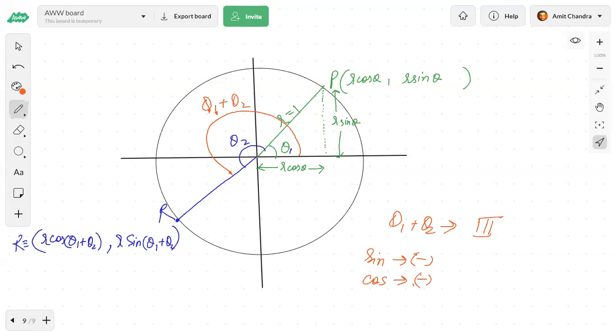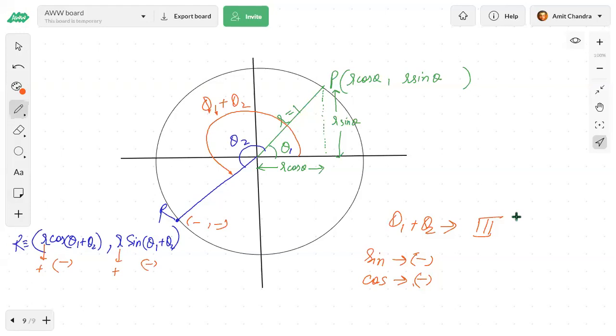Yes, very good. Now this r is a magnitude, so r is positive. Cos of theta 1 plus theta 2, third quadrant, so this will be negative. Sine of theta 1 plus theta 2, third quadrant, this will also be negative. So both values will be negative. Understood? So that means the coordinate of this point will be negative, comma, negative. Also see this part, this is negative x and this is negative y. So we will get negative and negative.